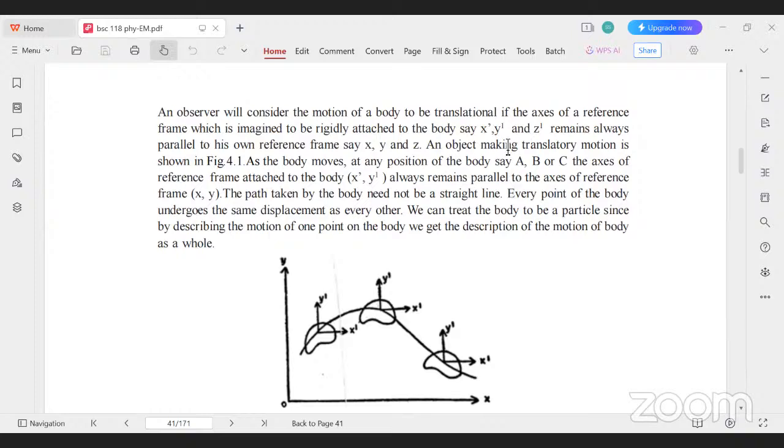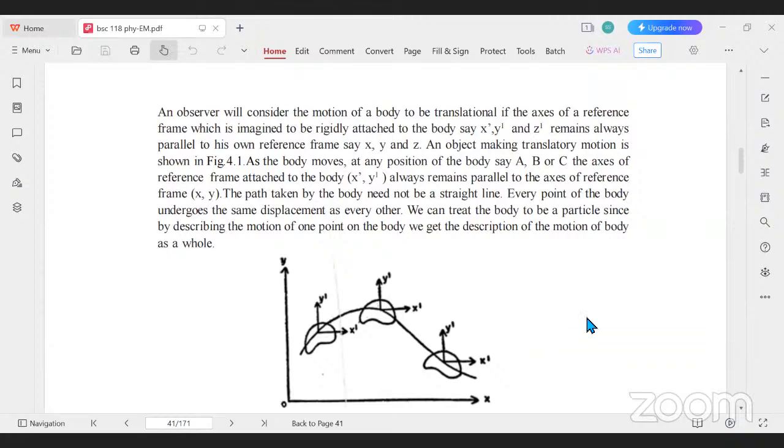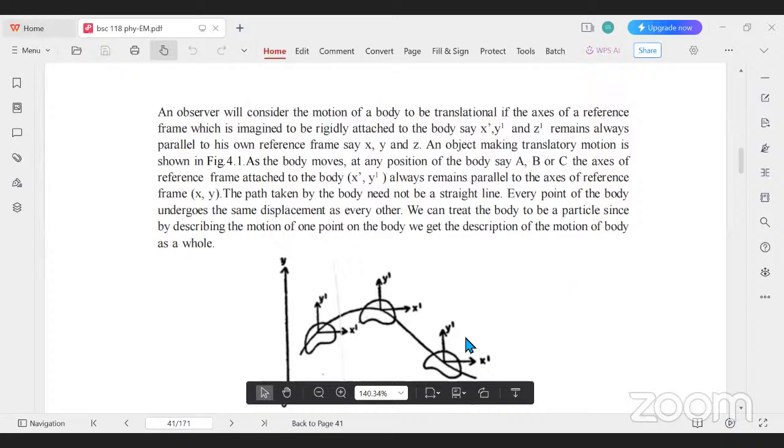Okay, y1 and z1 remain always parallel to his own reference frame, say x, y, and z. We know the axis. If I'm taking a single particle, I can find the x, y, z axis. Right? X axis, y axis, and z axis. If I can find for the x axis, I can find for y as well as z. So I can find the coordinates of x, y, z. I can write the coordinates, right?